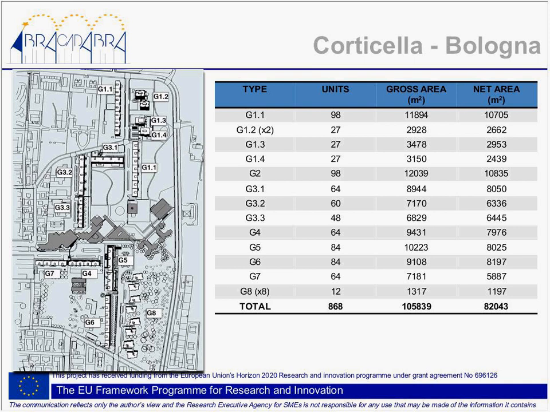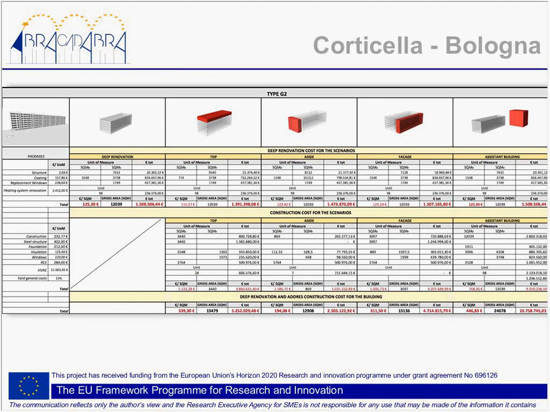This is the Italian case study of Corticella. It's a big neighborhood that works a bit like a microcosm, so it's all connected. It also has a district heating system. So I divided the buildings according to type, G1, G1.2, 1.3, and so on, and each building typology has a code. We then calculated, for each of these, the possible cost of a standard deep renovation for each scenario, and the cost of eventually carrying out the AdoRes strategy on top, aside, facade, or system building.